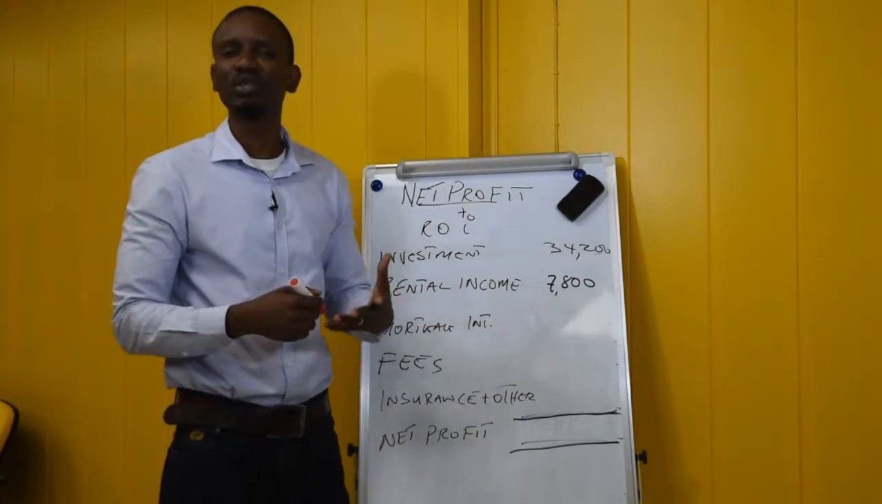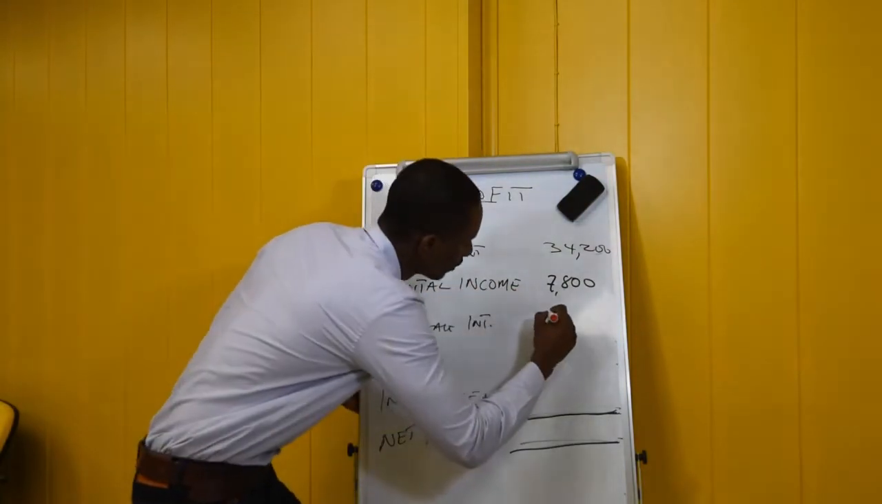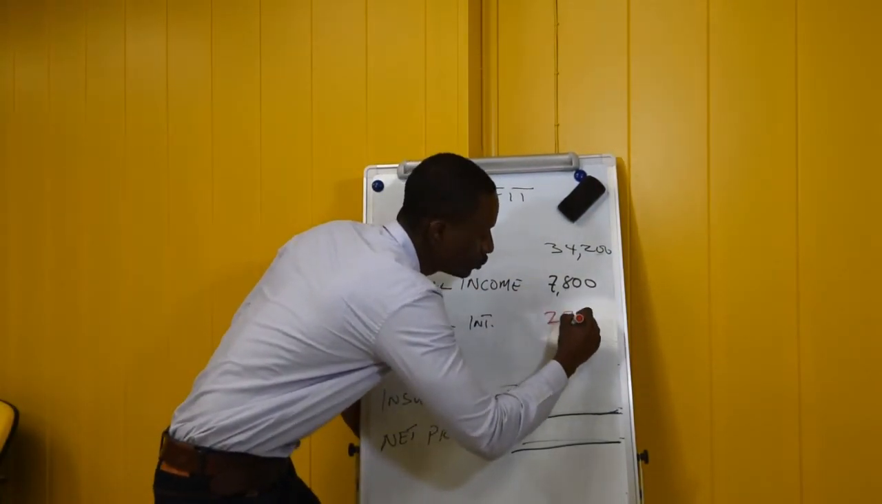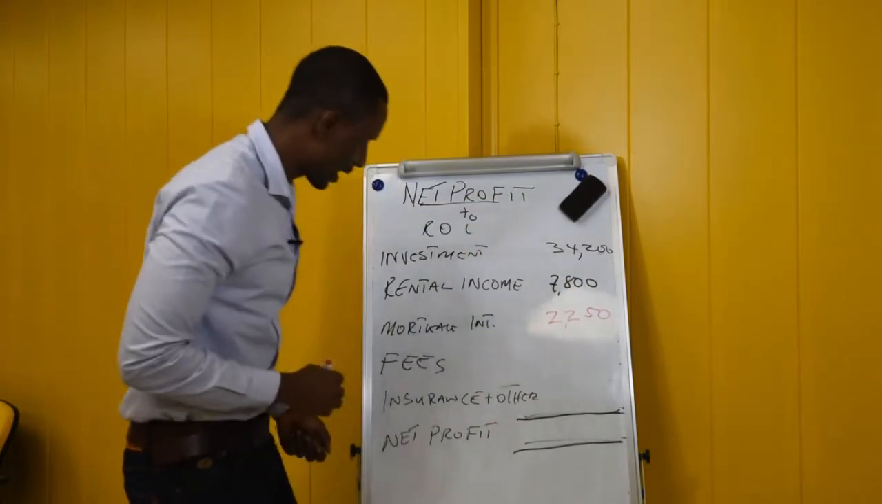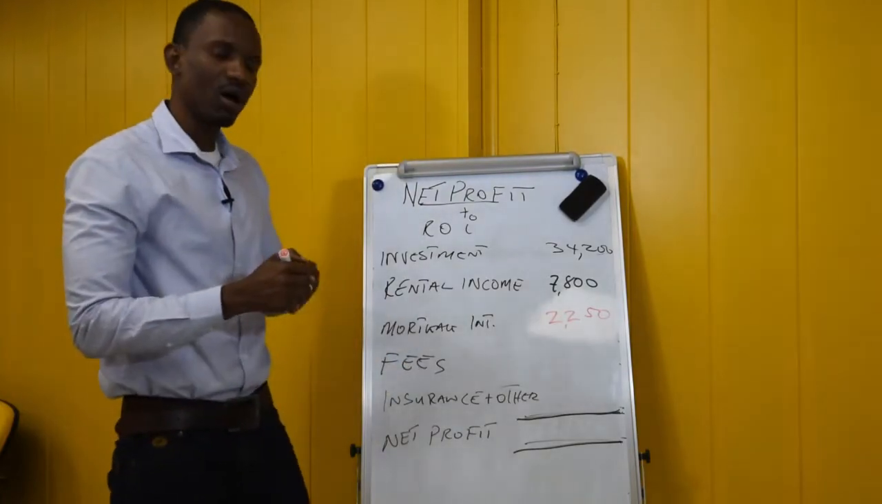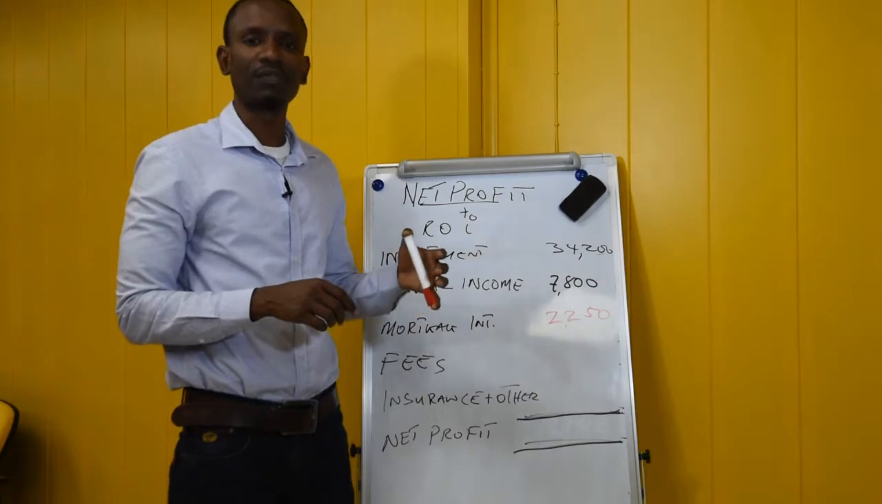So I normally assume 3%. So let's assume 3% for a year. That will be £2,250.